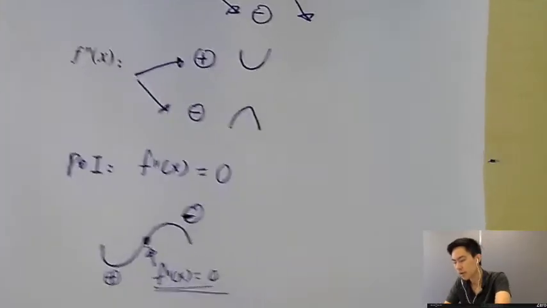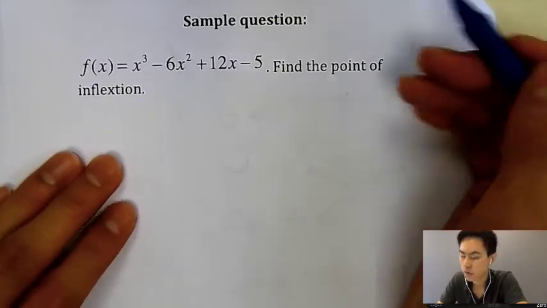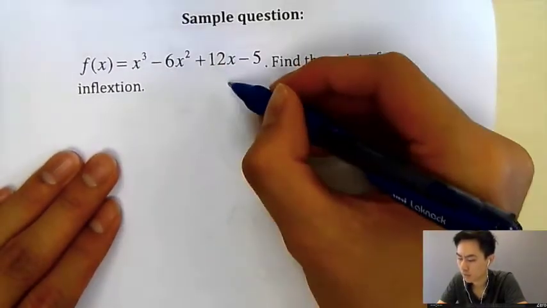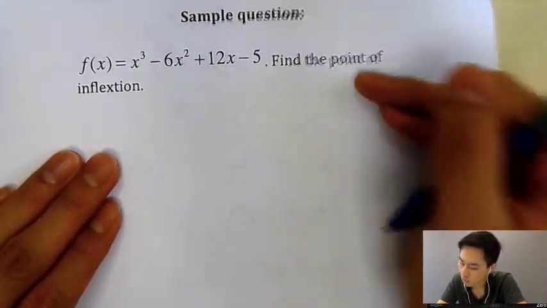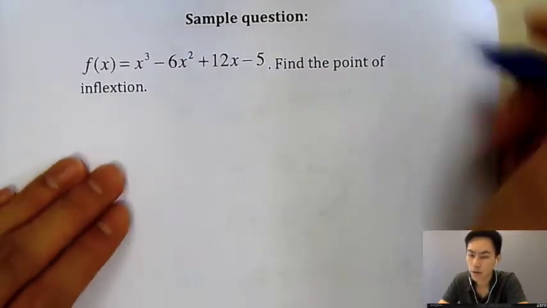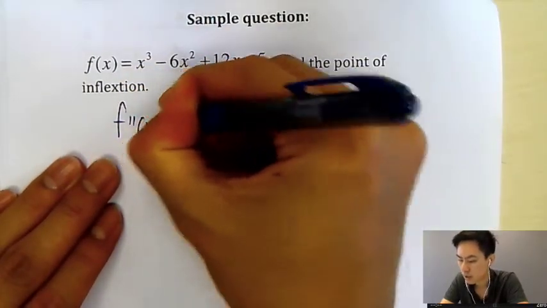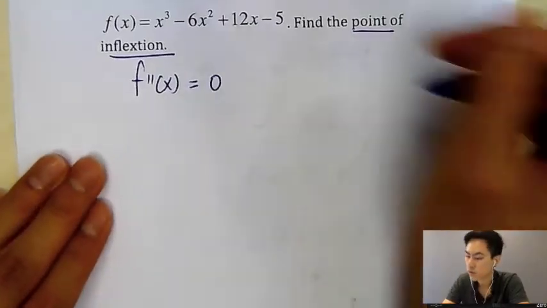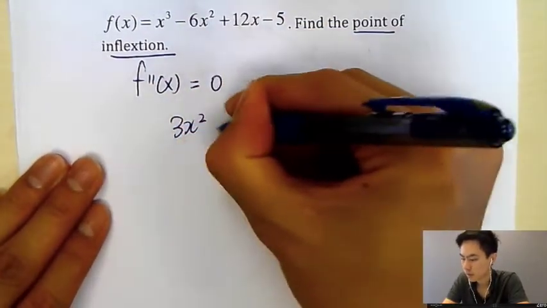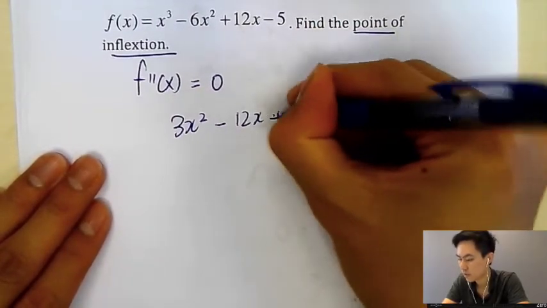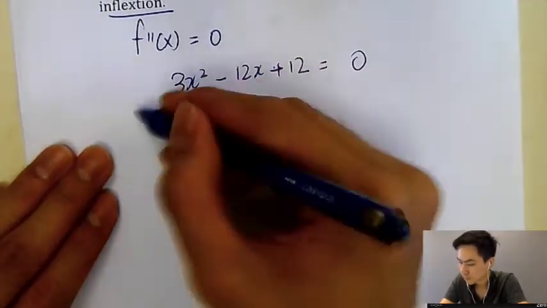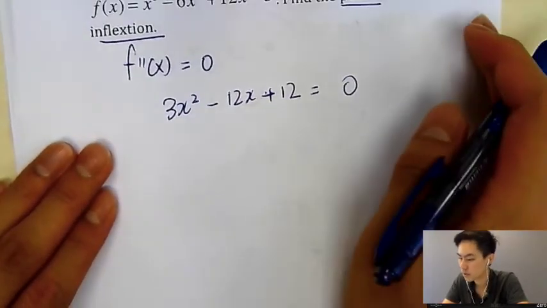Let's look at the question and then you'll understand what I'm talking about. Sample question right here: f(x) equals x cubed minus 6x squared plus 12x minus 5. Find the point of inflection. So always set the second differentiation equal to 0, because it's the point of inflection. Differentiate all this, and then you have 3x squared minus 12x plus 12 equals 0, and then you solve this. How do you solve this? You just factorize.